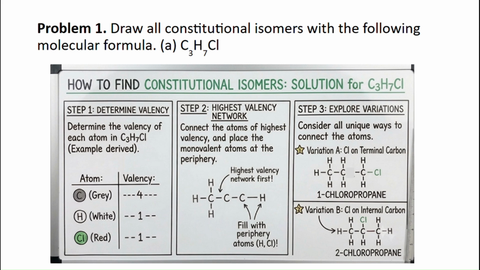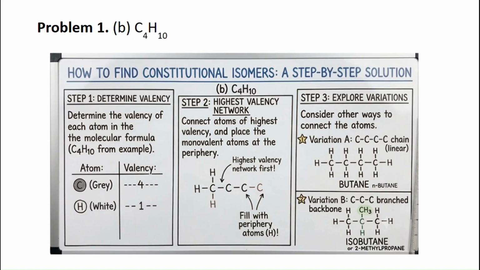Step 3. Explore variations. Place the chlorine atom at different distinct positions on the three-carbon chain to find all constitutional isomers. Variation A. Attach chlorine to carbon 1. IUPAC name: 1-chloropropane. Variation B. Attach chlorine to carbon 2, the middle carbon. IUPAC name: 2-chloropropane.